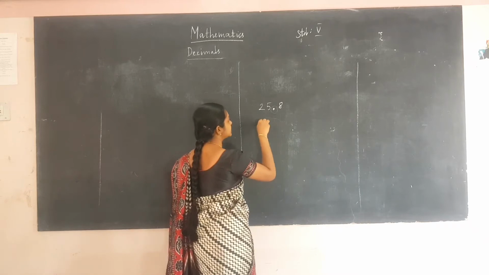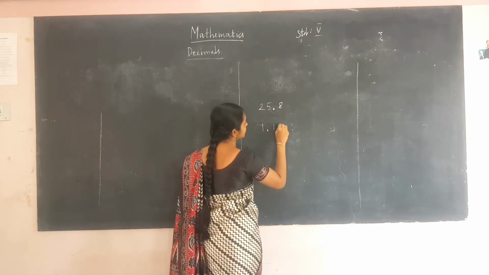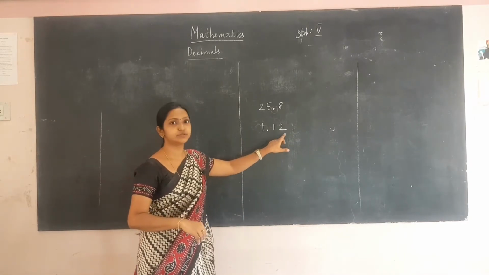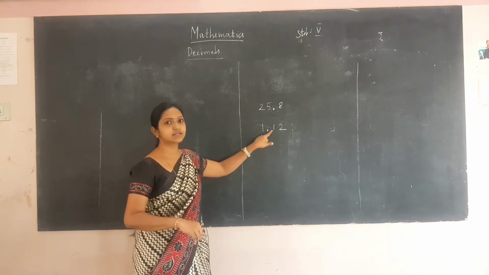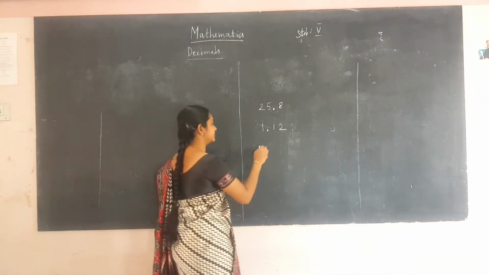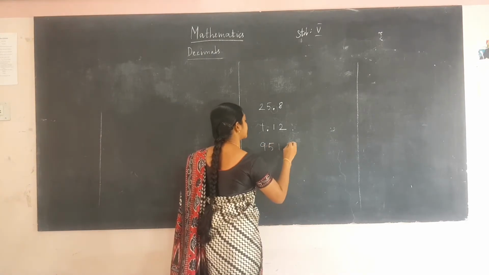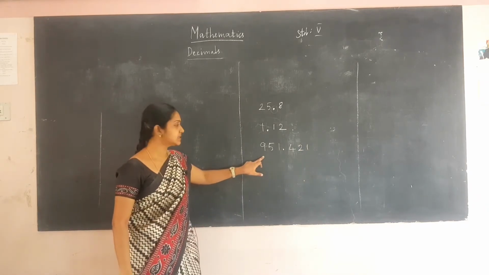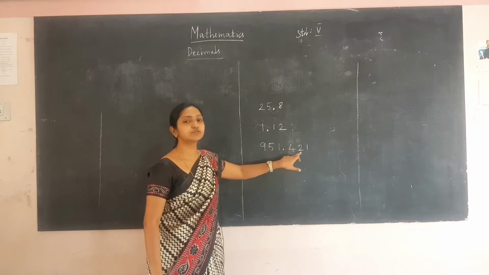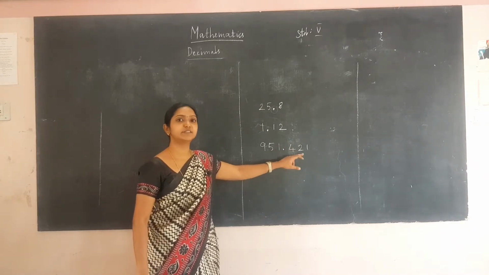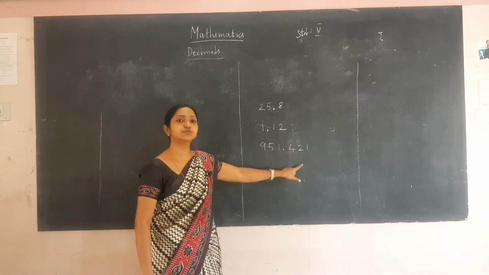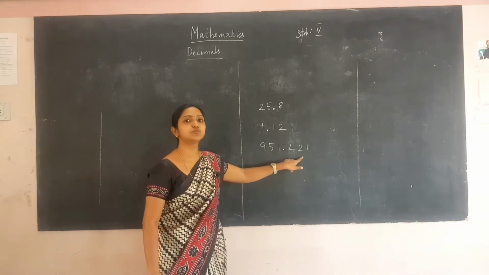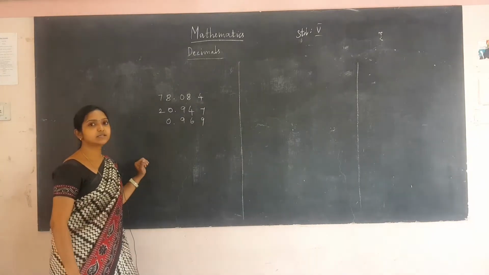And now consider a decimal 1.12. We have to read the decimal as 1.12. We should read the numbers separately after the point. Here the decimal is 951.421. We have to read the numbers after the decimals individually. 4, 2, 1. Together we should read it as 951.421.